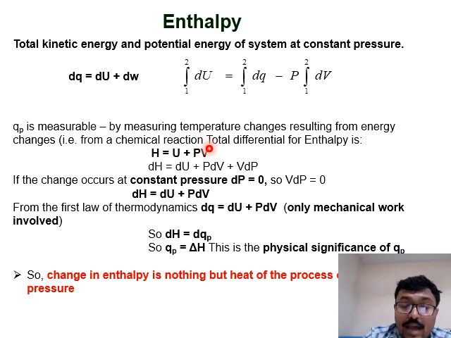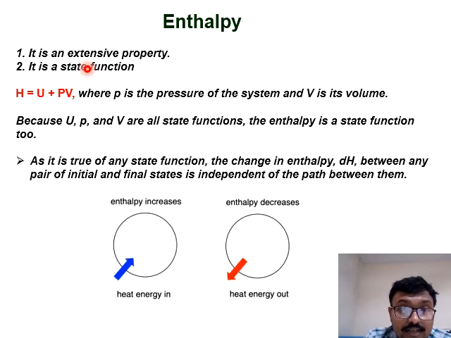If we apply some heat, that heat will increase the internal energy of the system, and at the same time it will perform some work. If the amount of work is PV, then PV plus internal energy gives the enthalpy. So H is equal to U plus PV. Enthalpy is also an extensive property and it is a state function. If heat enters the system, obviously the U value will increase, so enthalpy will increase. If heat energy comes out of the system, the U value will decrease and enthalpy will decrease.